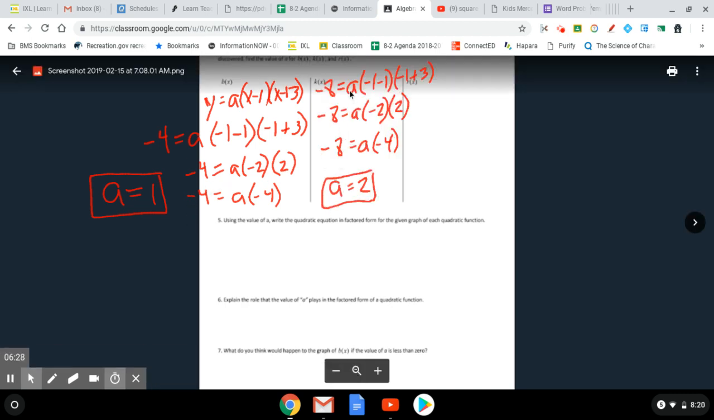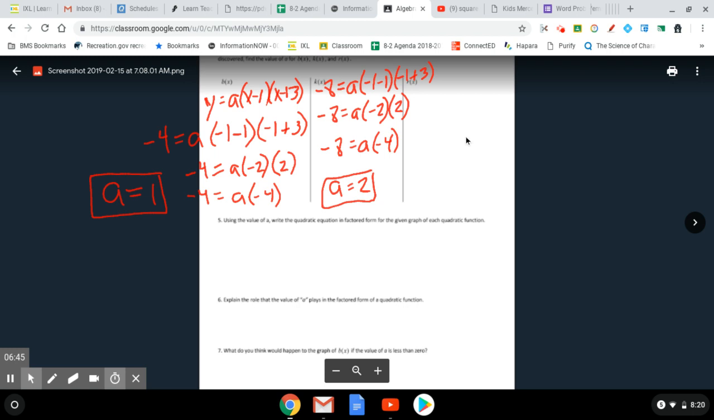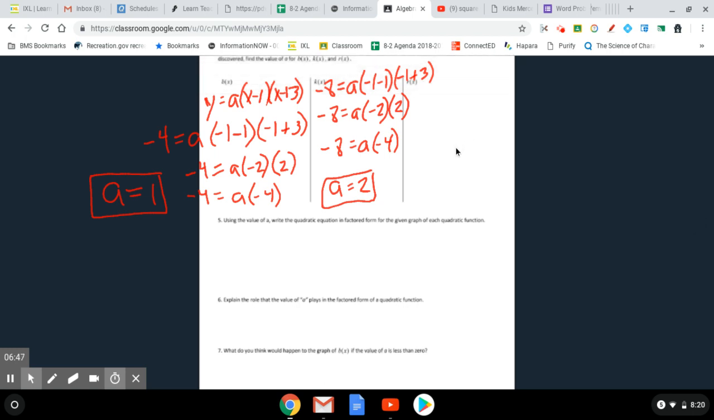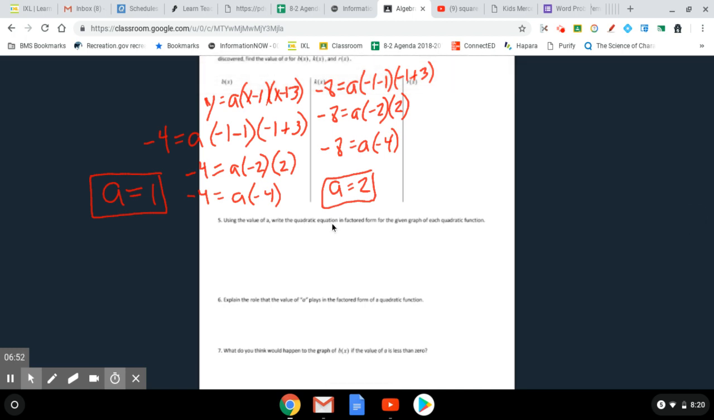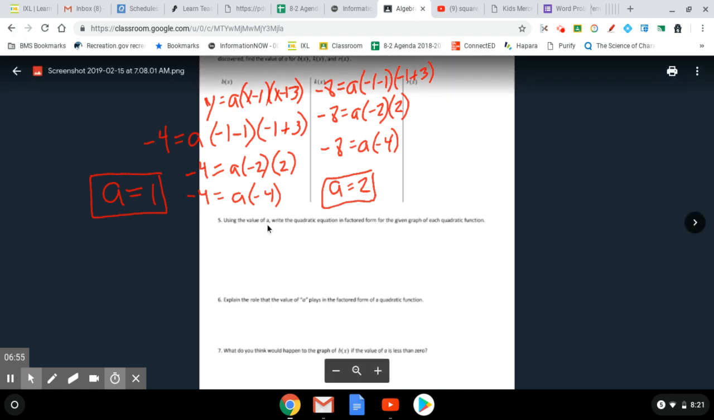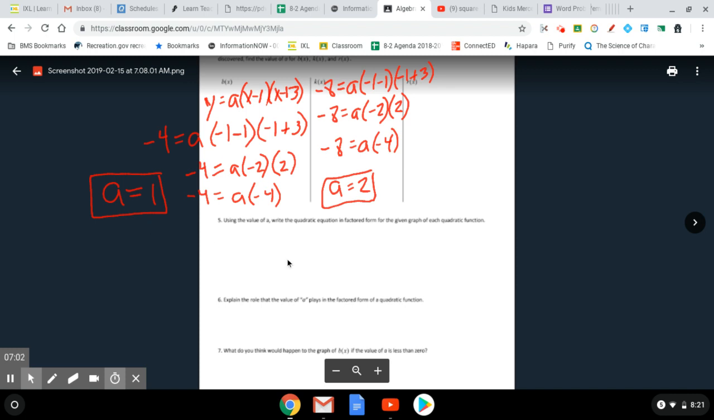So here's the work for k of x. You just plugged in the negative 1 and the negative 8, just like we did the negative 1 and the negative 4, and then we solved for a. Okay, so then you should be able to do r of x by yourself. So I'm not doing that one for you. And you should be able to answer number 5, about the a value. You need to make sure you look at each a value and compare them to the graph to see if you can find a pattern.